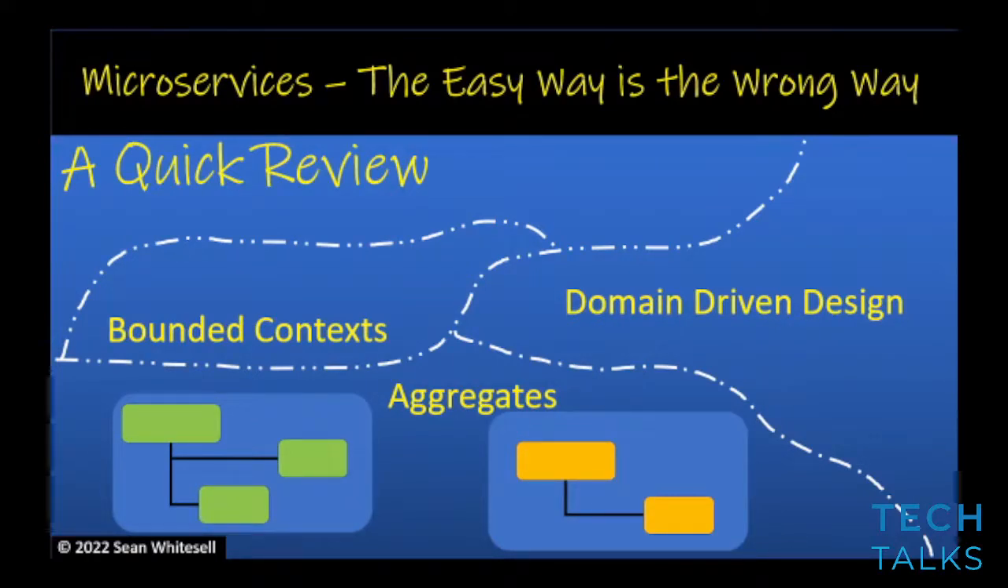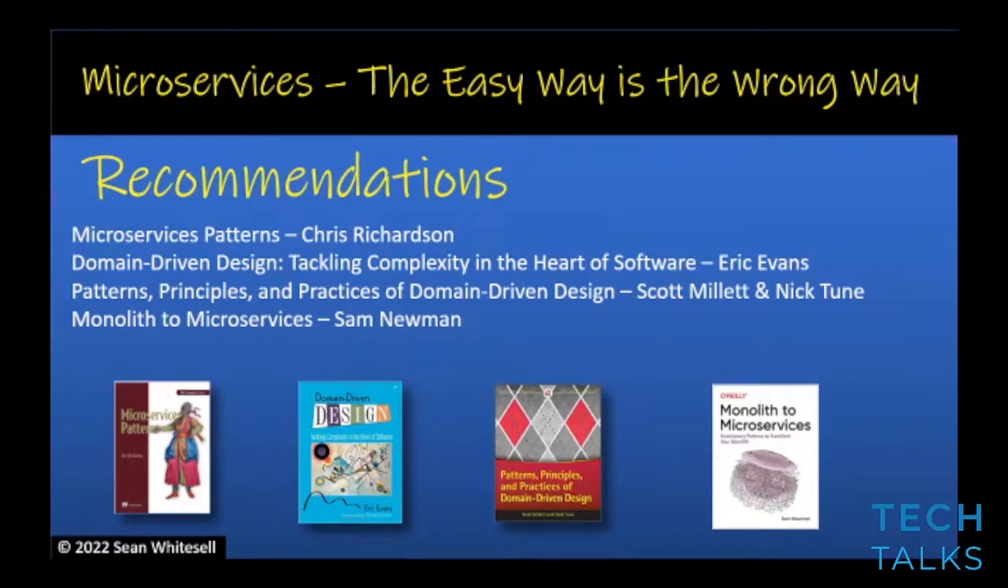Here's some recommendations that I have: Microservices Patterns by Chris Richardson, and Domain-Driven Design, the original book by Eric Evans. I'll tell you the book that helped me the most with domain-driven design was the next one down by Scott Millett and Nick Tune. I call it the PPP of DDD because it's harder for me to remember patterns, principles, and practices of domain-driven design. And Monolith to Microservices is a fantastic book by Sam Newman for helping to understand that transition of what you want to carve out, understanding more details about the strangler pattern, etc.